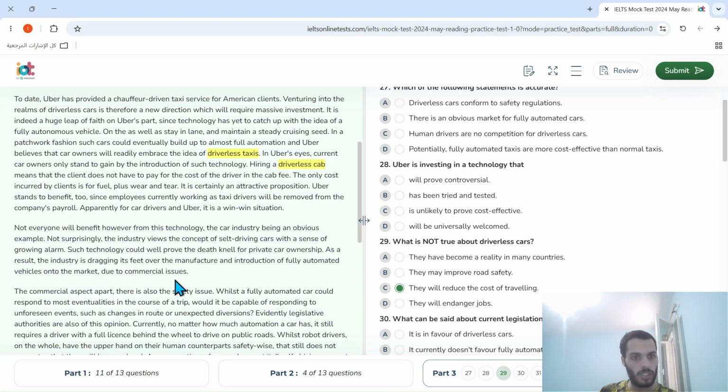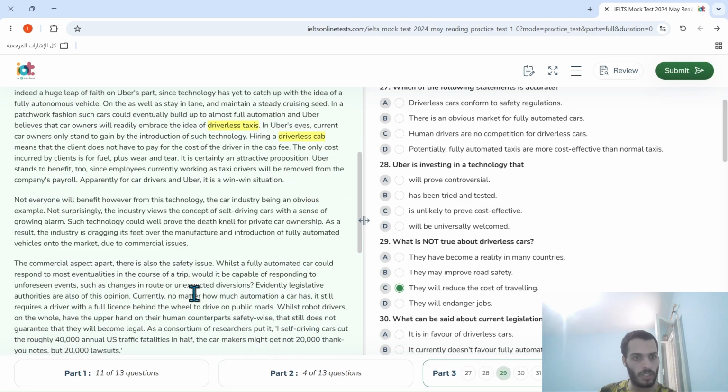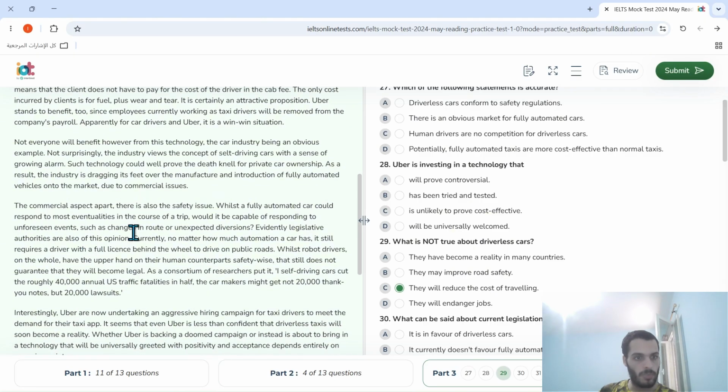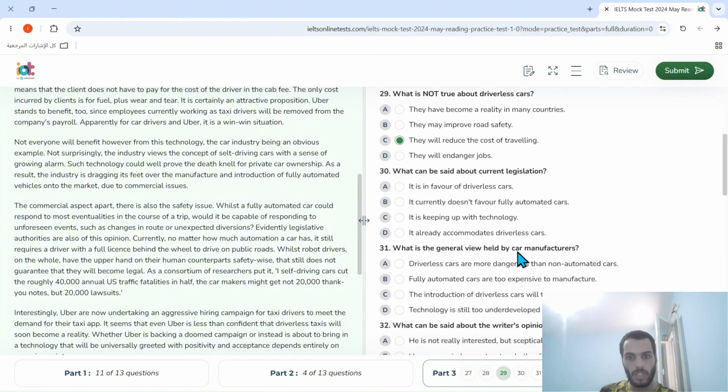The same line to the market due to commercial space. And they have become a reality in many countries.